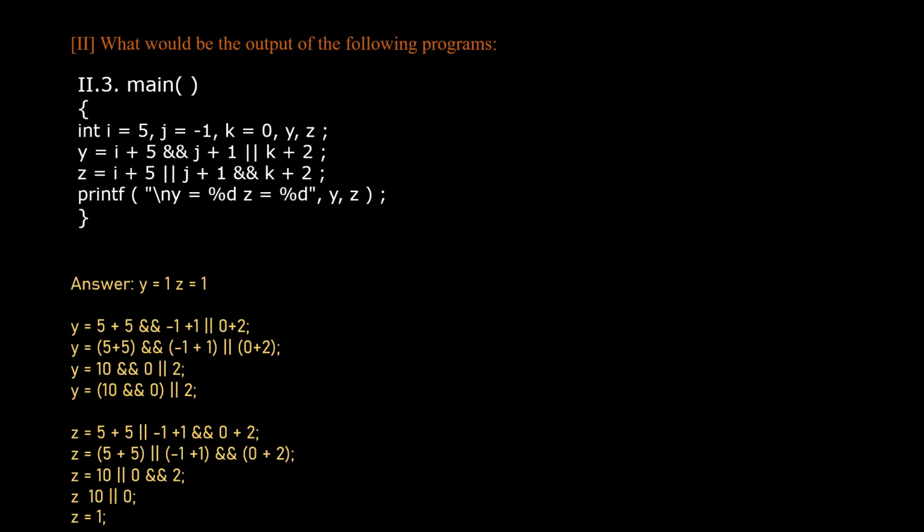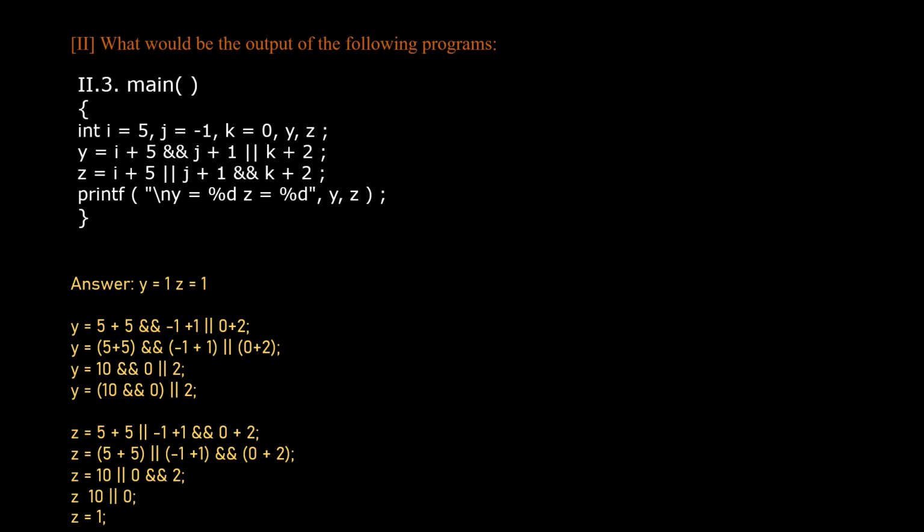So 5 plus 5 is 10, then j plus 1 has to be executed, then k plus 2. So 5 plus 5, 10 and 0 or 2. Then again and has to get executed first. 10 and 0 is 0, 0 or 2 is 1. That is why y is 1.